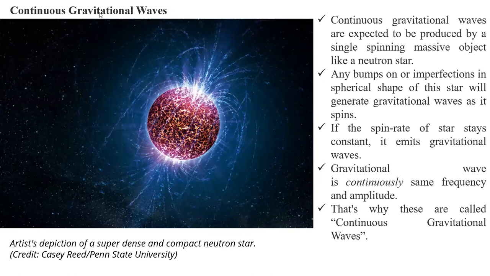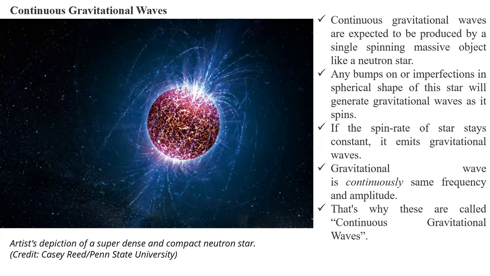This is the continuous gravitational wave. It shows a depiction of a super dense and compact neutron star: high density, and in terms of size, very compact. Continuous gravitational waves are expected to be produced by a single spinning massive object. A massive object like a neutron star spins on its own. Because of the spinning, it gets accelerated and generates gravitational waves. Humps or bumps, or imperfections in the spherical shape of this star will generate gravitational waves as it spins.